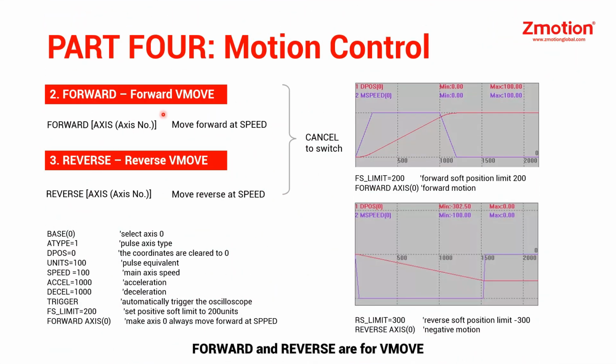Forward and reverse are for vmove, but they represent different directions. Both use speed. Please note if it needs to switch the direction, cancel must be used. See this one? Forward soft limit is 200, so axis 0 moves 200 forward continuously. When it meets the limit, it stops. Reverse soft limit is 300. Axis 0 moves 300 reversely. When it meets the limit, it stops.